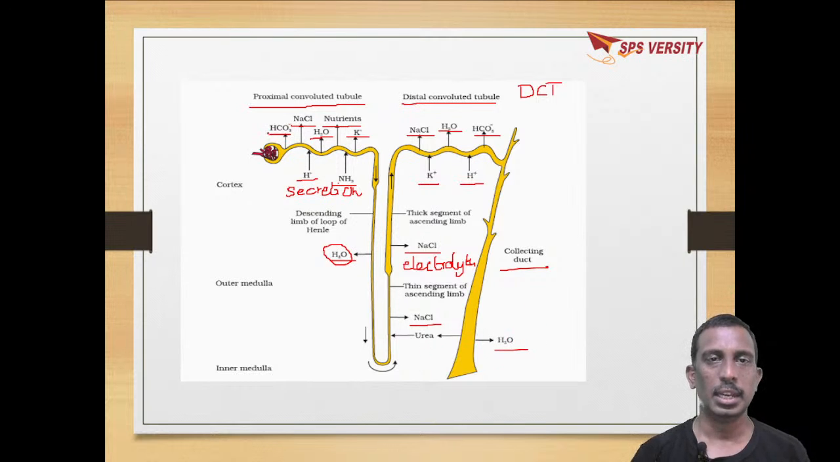Like this, at each and every part of the tubular part of the nephron, there is reabsorption of water and nutrients, as well as secretion of harmful substances like ammonia and urea into the filtrate.